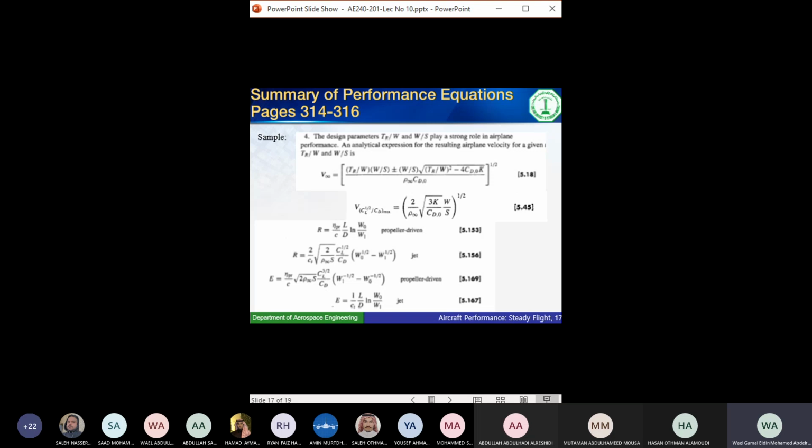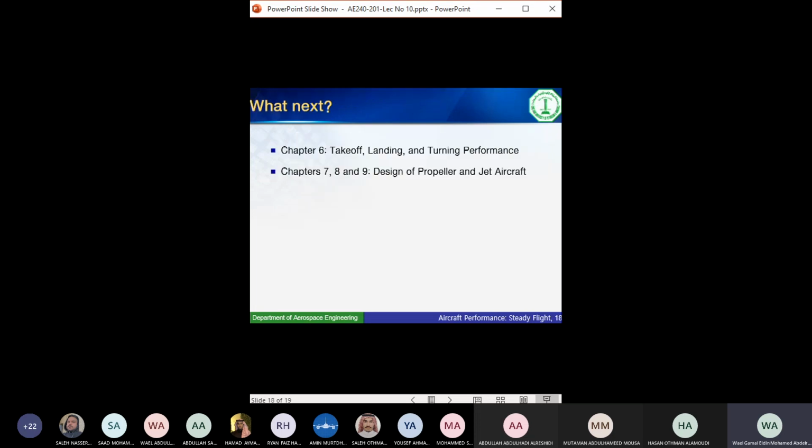So today we've finished the steady flight, everything that has to do with steady flight, chapter 5. Next time we will do accelerated flight. Wednesday and Monday: accelerated flight, takeoff, landing, and turning. And we will also see what performance characteristics are important for the design of a jet and propeller aircraft there.